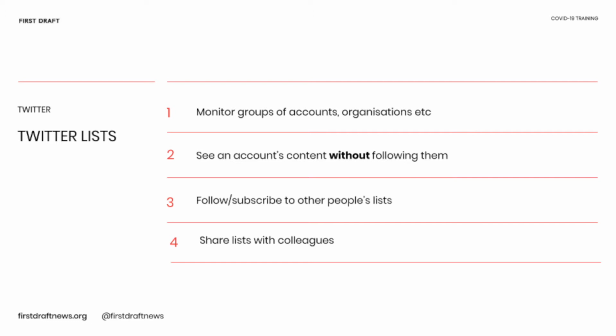Twitter lists let you monitor groups of accounts or people that you want to see what they're publishing on Twitter and categorize them by issues or topics or put them in different buckets almost. So they help you cut through Twitter's feed to find what you want.